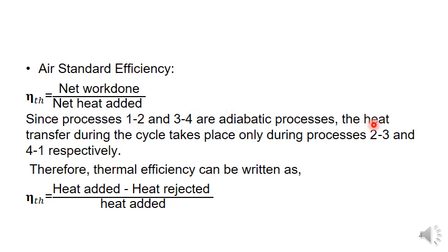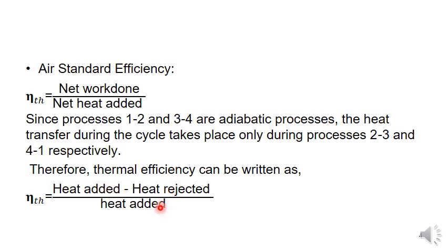The heat transfer during the cycle takes place only during processes 2 to 3 and 4 to 1 respectively. Therefore the thermal efficiency can be written as heat added minus heat rejected by heat added. I am representing heat added as Q1 and heat rejected as Q2. So thermal efficiency is equal to (Q1 minus Q2) by Q1, or simply (T1 minus T2) divided by T.